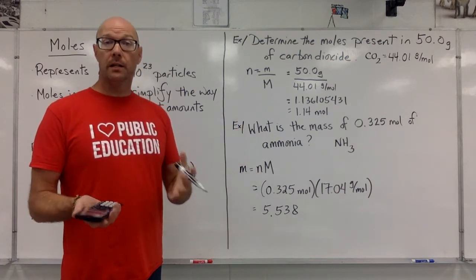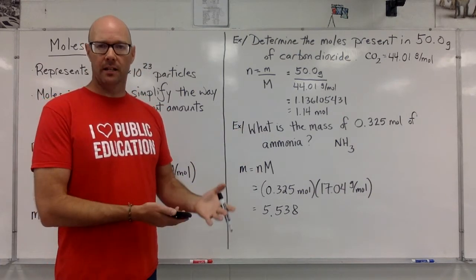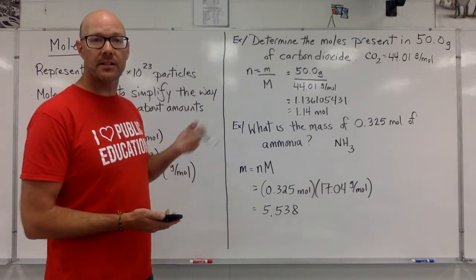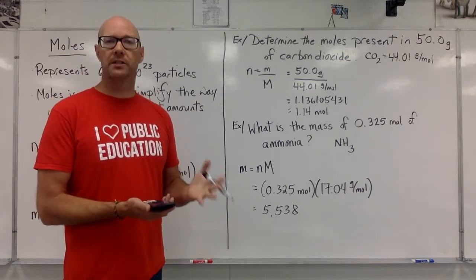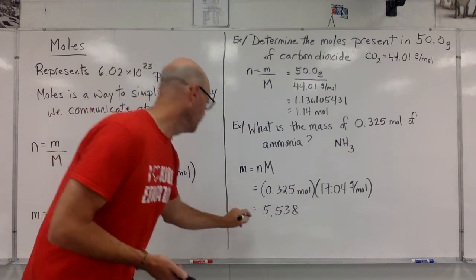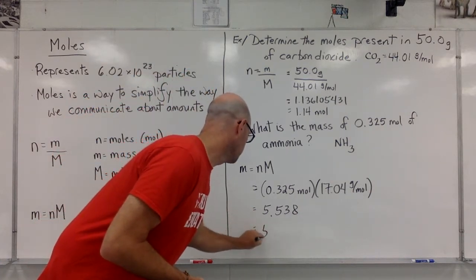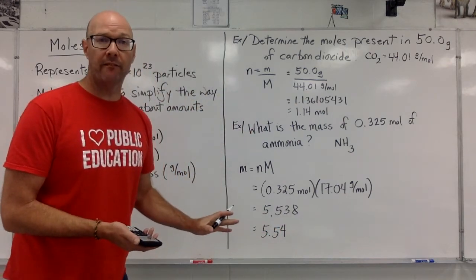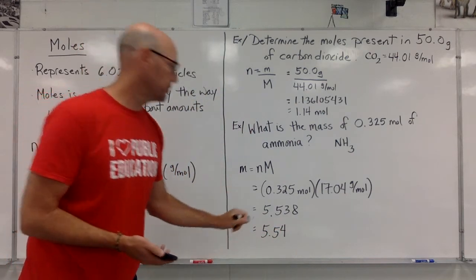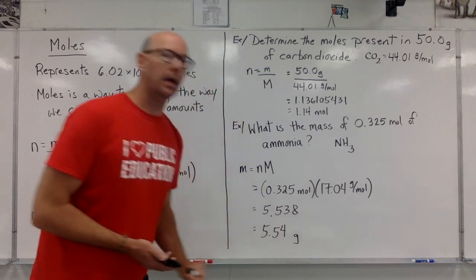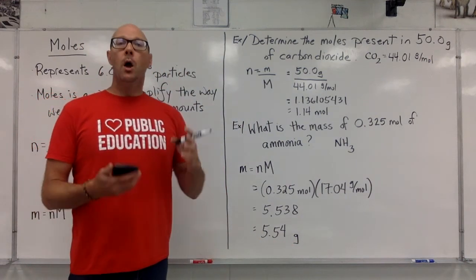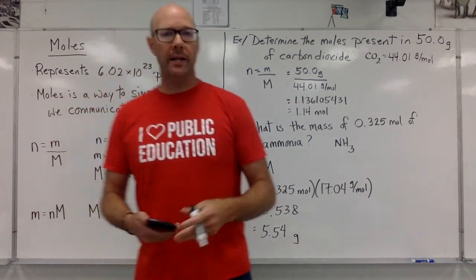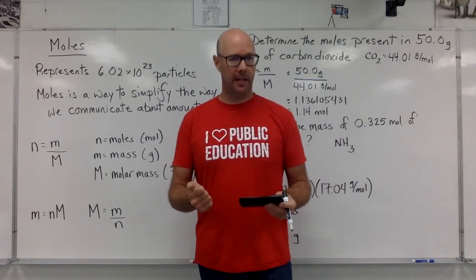0.325, the one number in the question, has 3 significant digits. So just like the last example, our answer must have 3 significant digits as well. Here, it's 5.54, and we found the mass in grams.